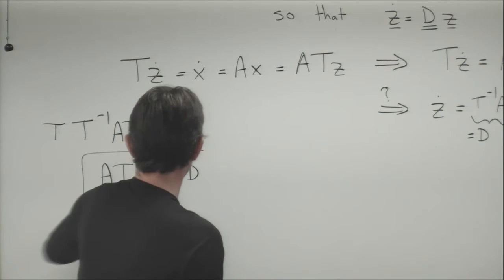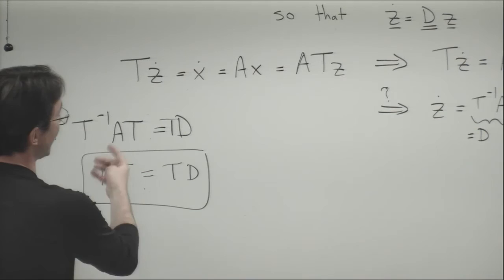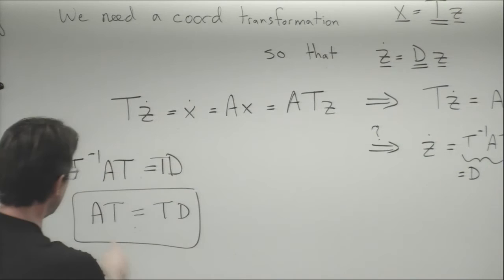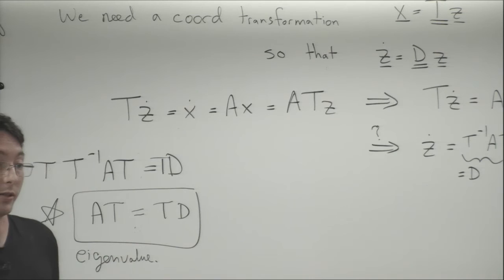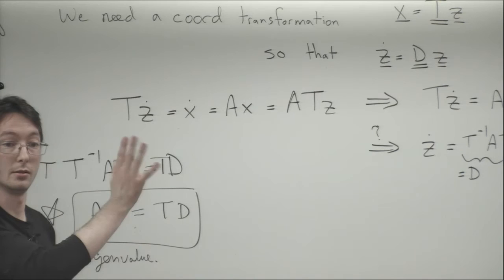Okay, so the T that will specifically diagonalize, or the coordinate transformation that will make my dynamics diagonal, is the T that satisfies this equation. And this is the eigenvalue equation. This is kind of the matrix form of the eigenvalue equation. How many of you have seen the eigenvalue equation in this kind of matrix form? Okay, good.